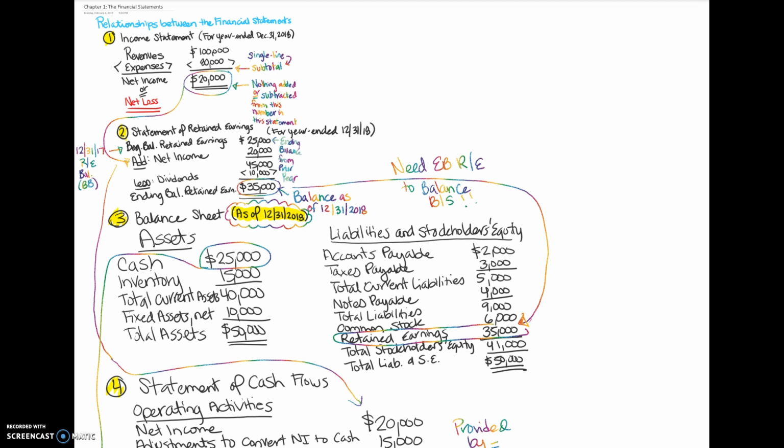We always start with the income statement because revenues minus expenses are going to either equal net income if revenues are greater than expenses, or a net loss if expenses are greater than revenues during a particular period. Notice here that I did put the period for you, so this is a very common period of time to look at: the year ended December 31st, 2018. December 31st is going to be the last day of their year.